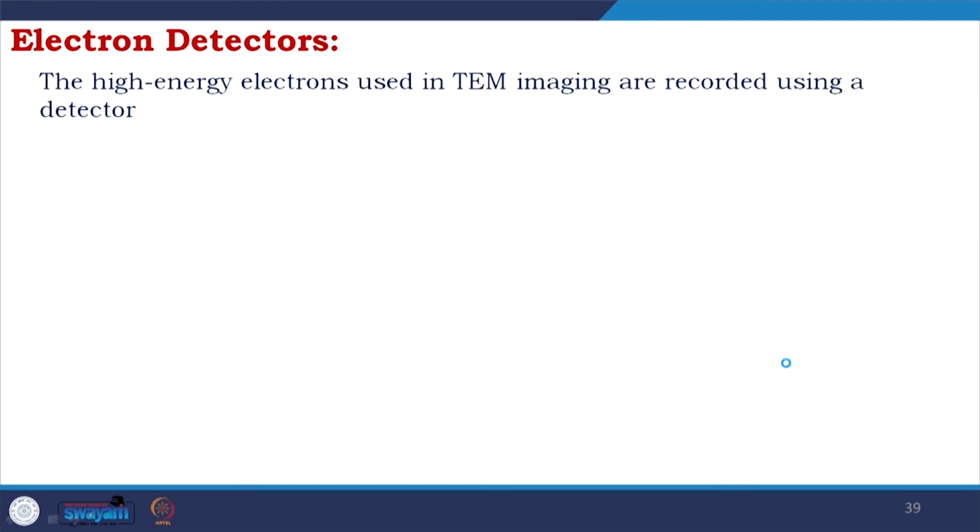Coming to electron detectors, so we have the source now, we have to detect the electrons. The high energy electrons used in electron microscopy imaging are recorded using a detector.